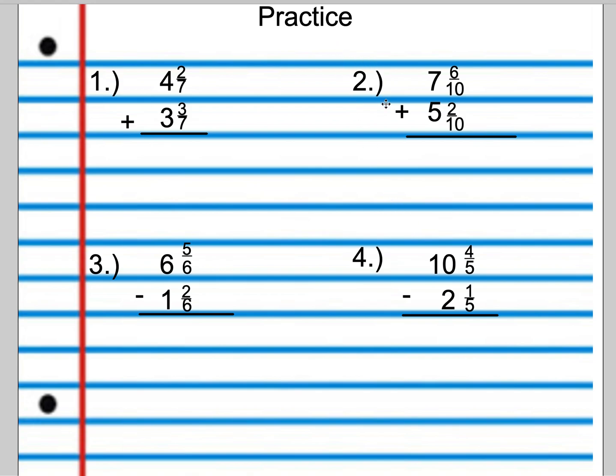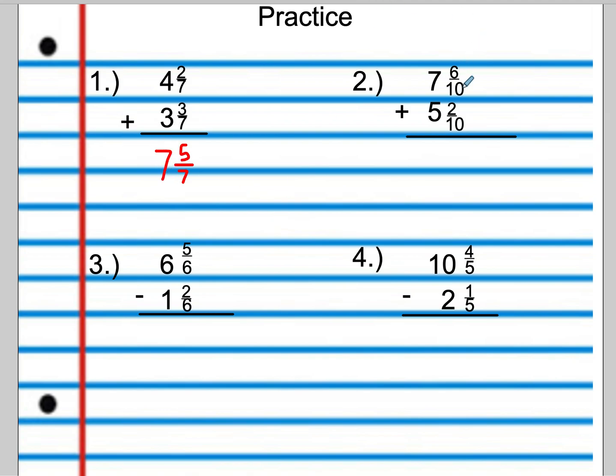Okay, I hope you guys worked hard on these problems as a review. Let's go ahead and check how you did. So remember, when we are adding fractions, we add the whole number separate from the fraction itself. So looking at my sevenths, 2/7 plus 3/7 is 5/7. And of course, the whole number looks like 4 plus 3 is 7.